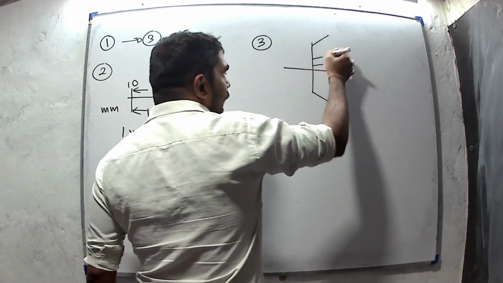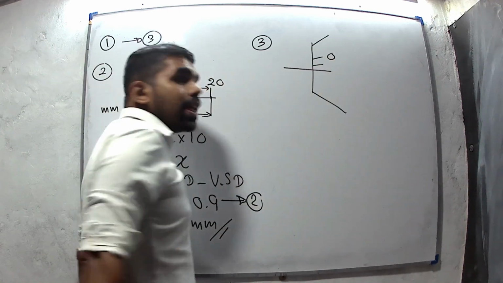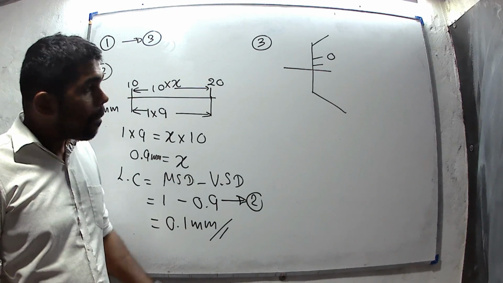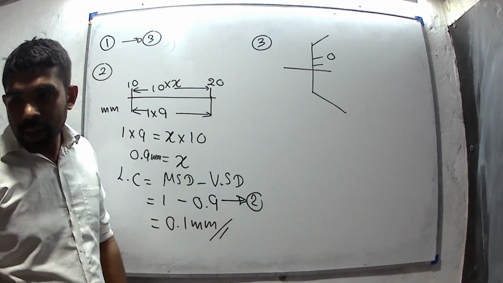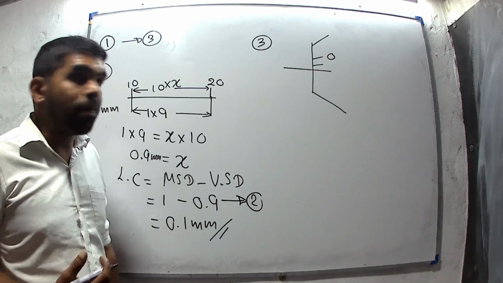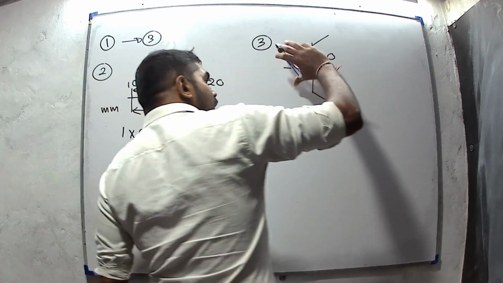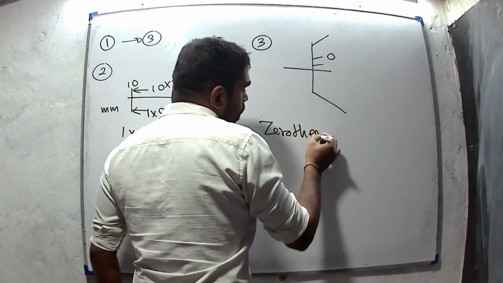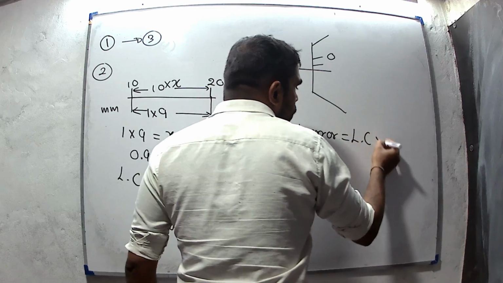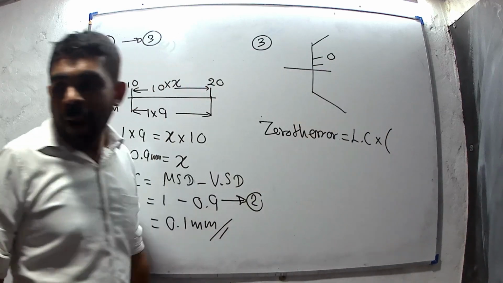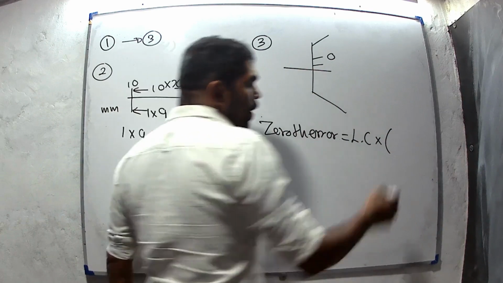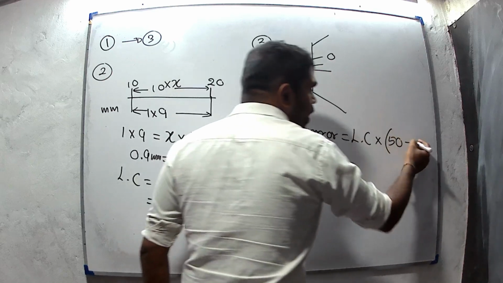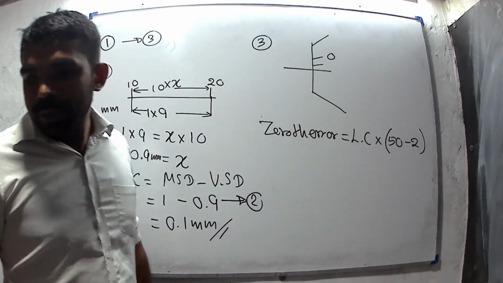Therefore we have to understand this is a zero error, and we have to add the zero error to the reading obtained by the instrument. The zero error like this: zero error equals least count into, there are 50 parts in the circular scale, we have to multiply by 50 minus this coinciding part. It is 2. 50 minus 2.